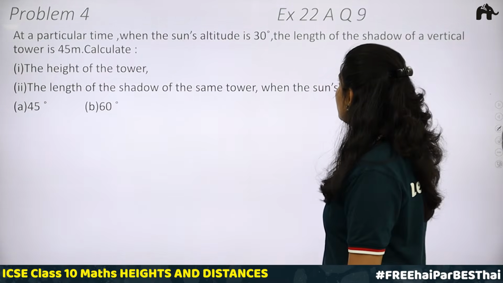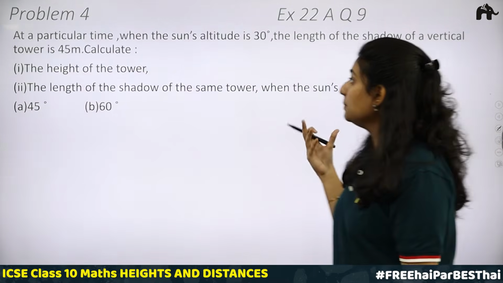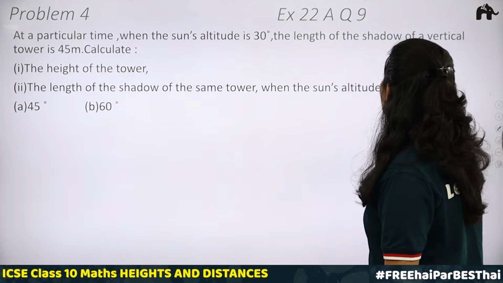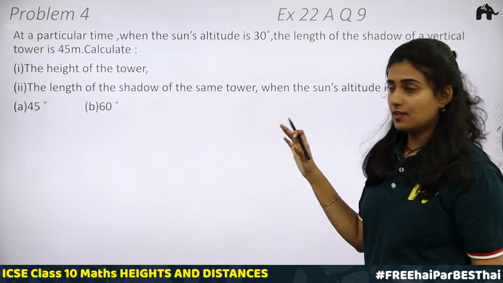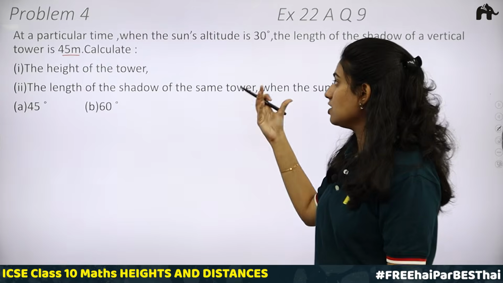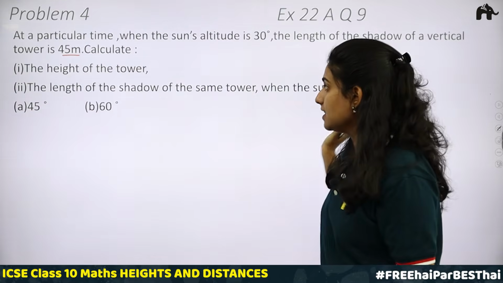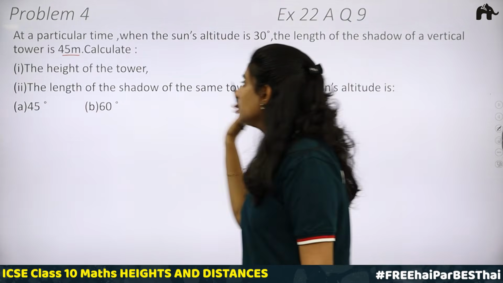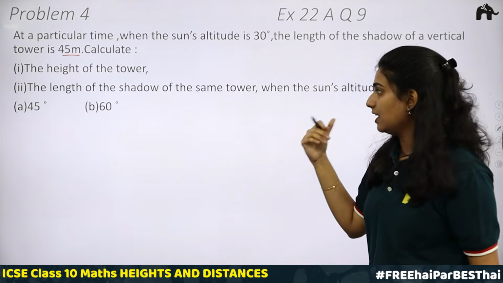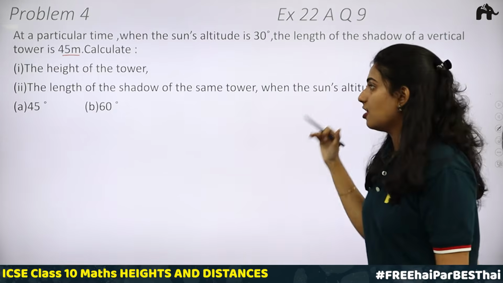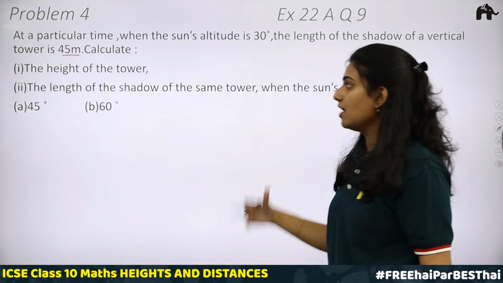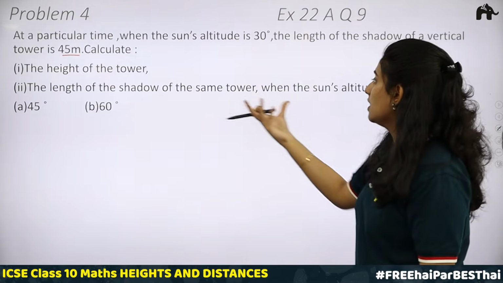Problem 4, question 9 of exercise 22A. At a particular time, when the sun's altitude is 30 degree, the length of the shadow of a vertical tower is 45 meter. Calculate the height of the tower. This is the first part. And the second part, we have to calculate the length of the shadow of the same tower when the sun's altitude is 45 degree and 60 degree. Sun's altitude is changing. When it becomes 45 degree and 60 degree, we have to find the length of shadow.